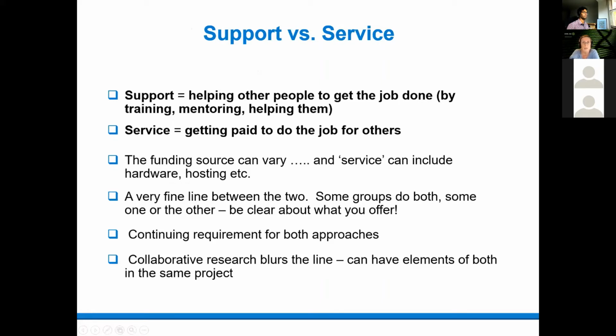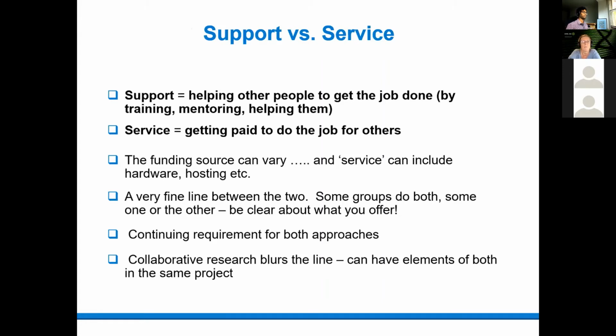How you provide help could be by training them to understand their own data and to analyze it. It could be mentoring them. Let's look at our data together. Let's have a look at it. What do you think of the quality here? Let's try doing this. It could be helping them, showing them how to use a program, setting up their storage for them. Service, on the other hand, is basically doing the job for them and generally getting paid to do it in some way or another.